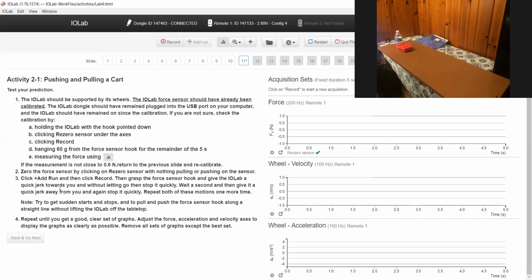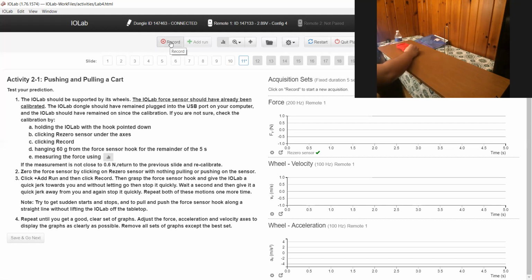Pull it towards you, then wait a second, then give it back, then stop quickly. Repeat both. So it starts and stops, and you pull and push along a straight line without lifting the lab off the tabletop.